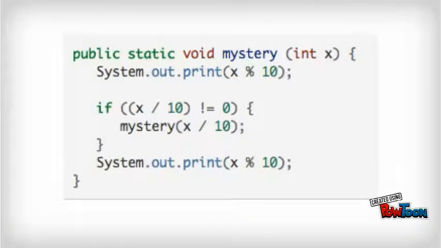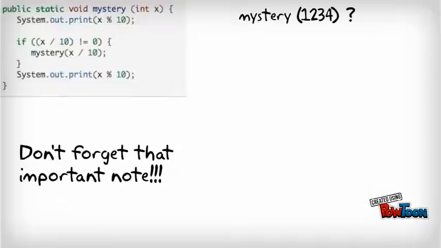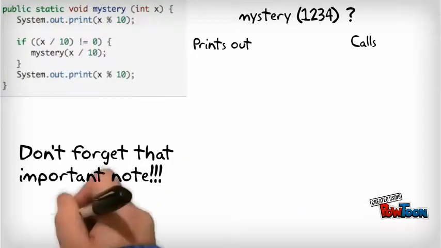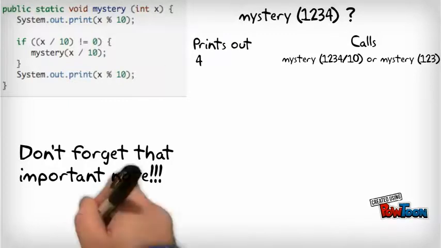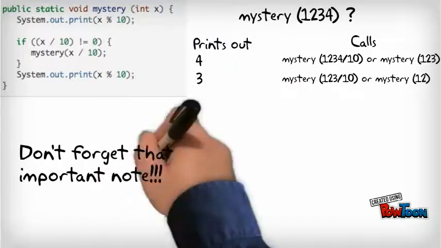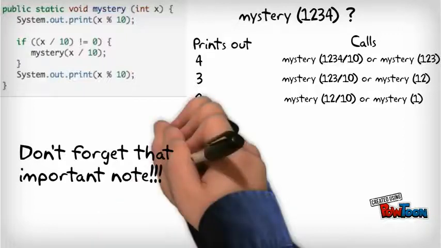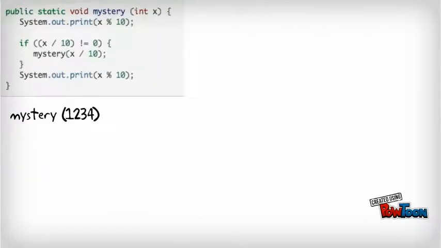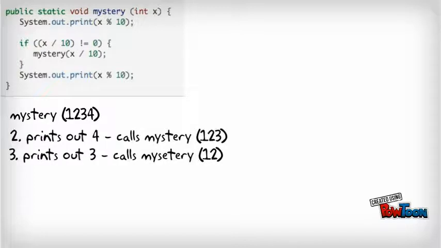Let's look at another example that is a bit more complex. Let's say you call mystery of 1234. This would be the order in which it is run. Don't worry if you are a little confused because it's a bit more complicated than the factorial method.